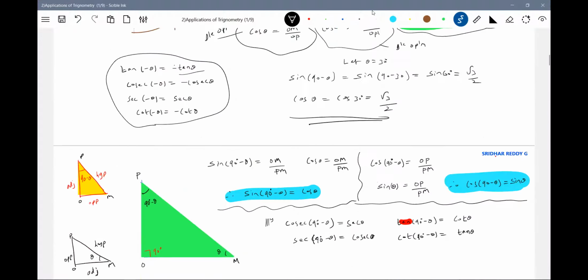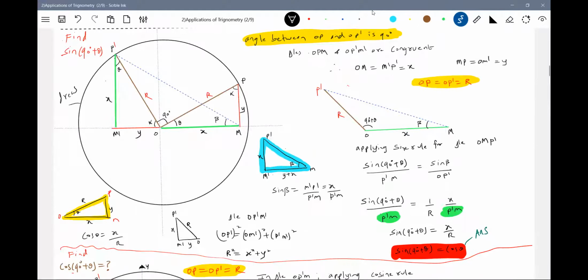So this is what we are seeing here. OPM and OP dash M dash are congruent. This is very important. Let me define OM as X. Then P dash M dash will become X. Now I add a circle here. So OP should be equal to OP dash. MP is equal to Y, so then OM dash should be equal to Y.